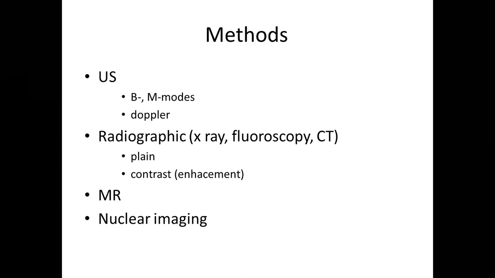Next is magnetic resonance imaging. In some cases, that is a necessity. For example, if we want to distinguish a tumor growing into the chamber or a tumor growing into the pericardial sac. CT scan may have some difficulties in distinguishing these pathologies. However, magnetic resonance imaging can enlighten the situation.